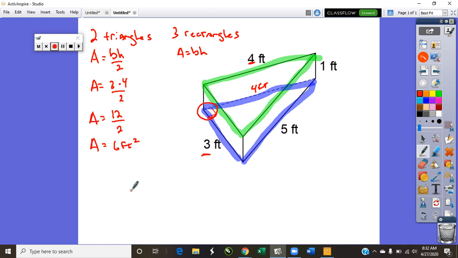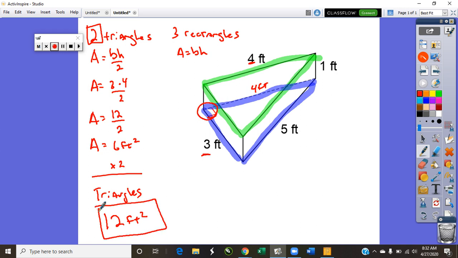Now, how many triangles do I have? I've got two triangles. So I'm going to say the area of those two triangles together, I'm going to take this and multiply it times 2. So the area of the triangles equals 12 feet squared. Okay, we're done with the triangle portion of this.